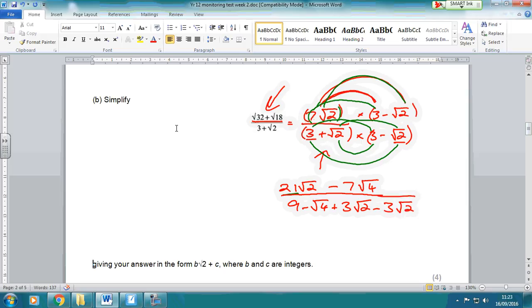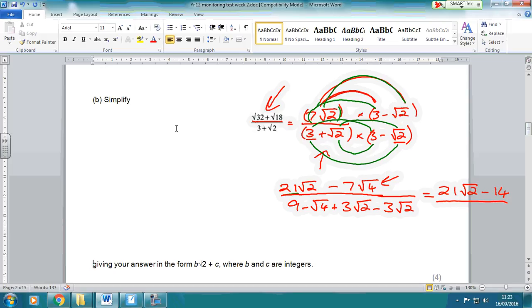Okay, so now let's try simplifying it. We can't simplify 21 root 2, so that simply stays as 21 root 2. Root 4 here is 2. Square root of 4 is 2. So 7 lots of 2 is going to be 14, so that's going to be minus 14. And then we got 9.